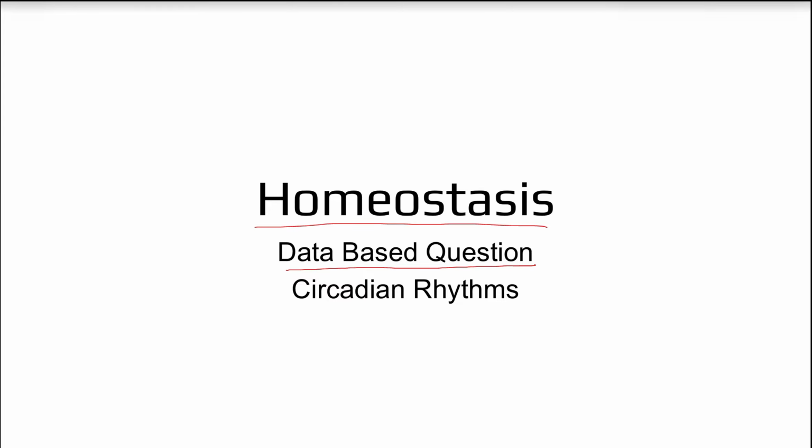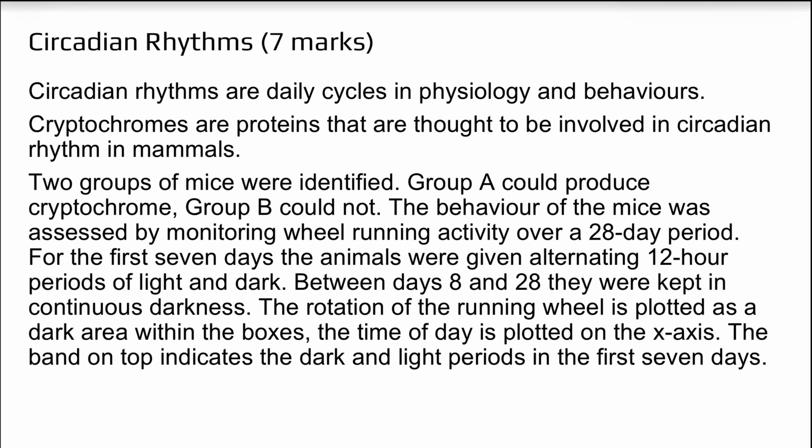Today we are going to talk about a database question on the topic homeostasis. This is a circadian rhythm, which is generally a daily cycle in psychology and behavior. It can be a sleep cycle. Now we talk about a protein named cryptochrome, which is involved in circadian rhythm in mammals.